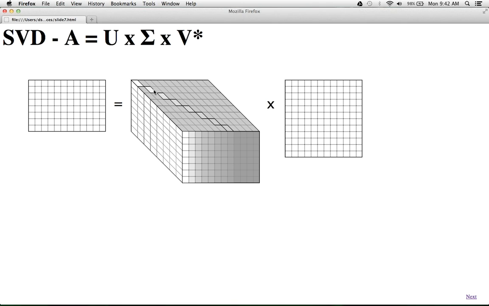Meanwhile, each of these diagonal values has a decreasing value. So you can see that the first column of the result is going to be equal to the first column of U times that first singular value of sigma. The second column of U times sigma is going to be equal to the second column of U times the second singular value, because these are all 0 and these are all 0.